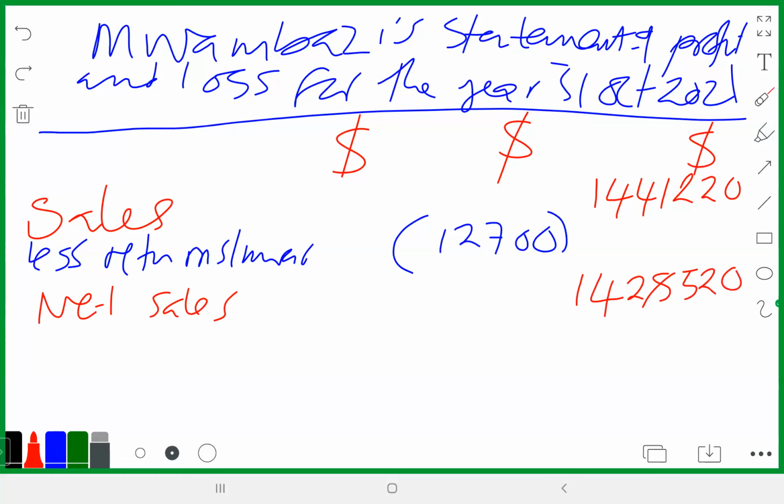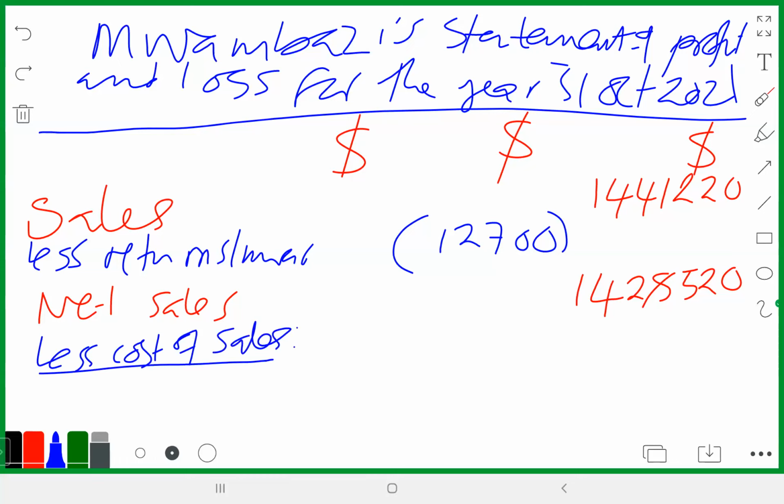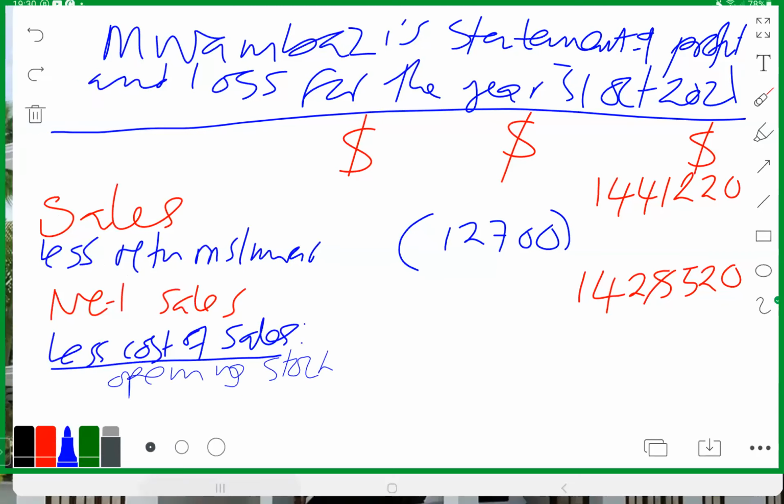Then from the net sales, what do we do? We less the cost of sales, isn't it? Cost of sales. And now under the cost of sales is where we are going to less, to start with, the opening stock. You start with the opening stock for the cost of sales. Opening stock or opening inventory. Let's go back to the question and check the opening inventory.